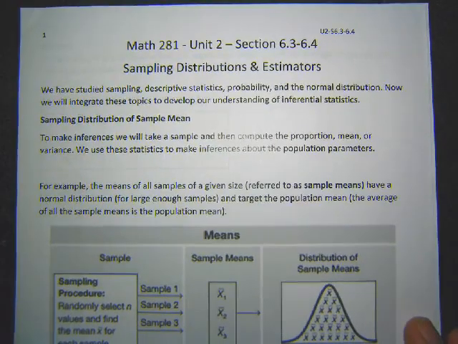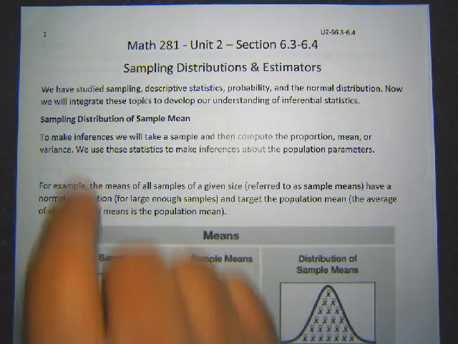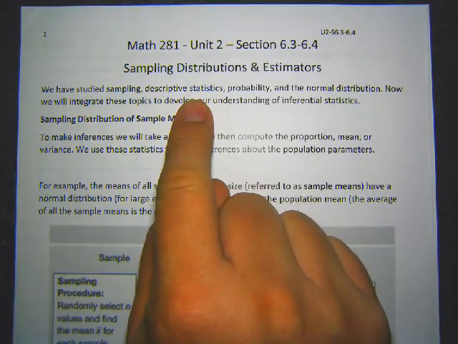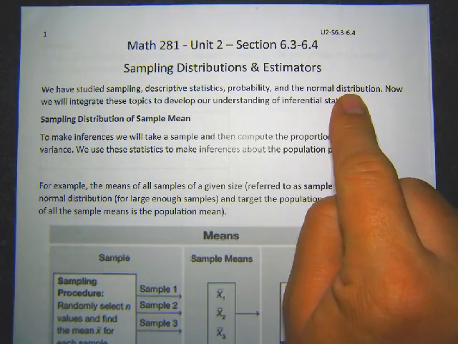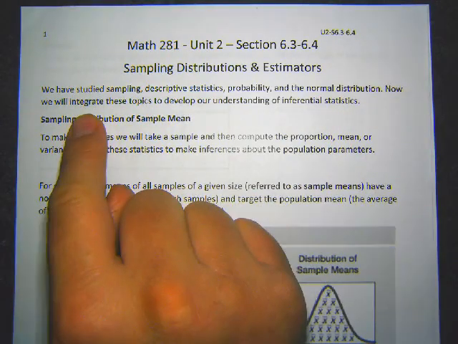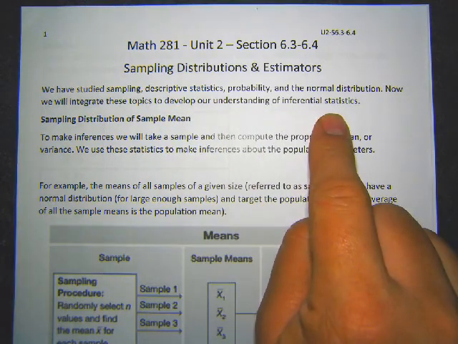Usually that's the big goal of statistics: to take a survey or collect some sample data from a small portion of the entire group and then use that to say things about the entire group. That's what we call inferential statistics. So far we studied sampling, descriptive statistics, where you find mean, median, mode, probability, and talked about the normal distribution in the last couple of sections. But now we're going to integrate all those things. We're going to put it all together and learn about inferential statistics.